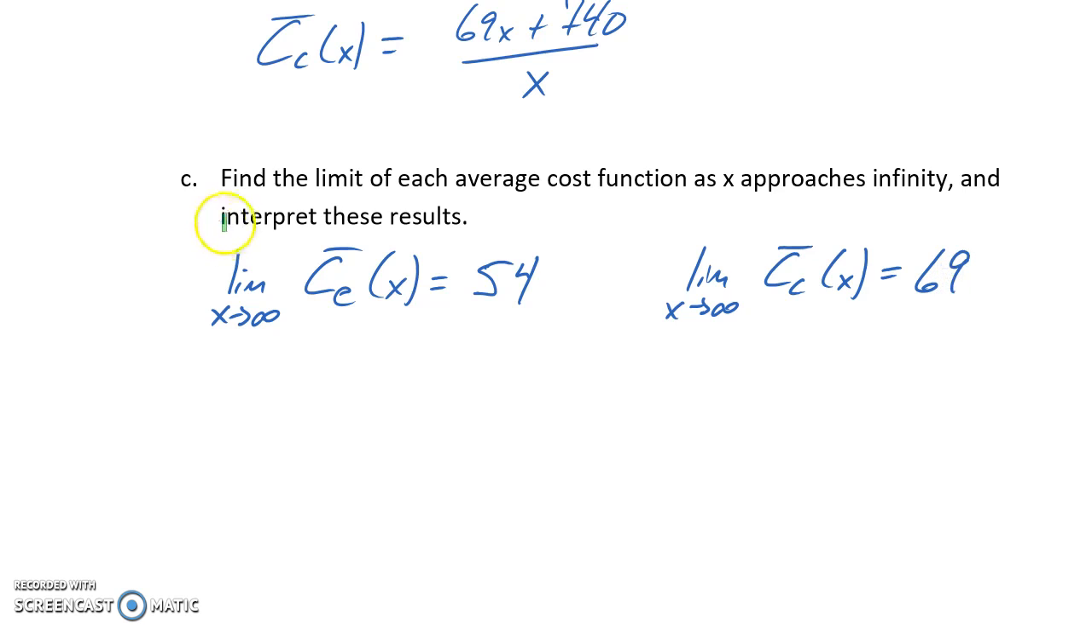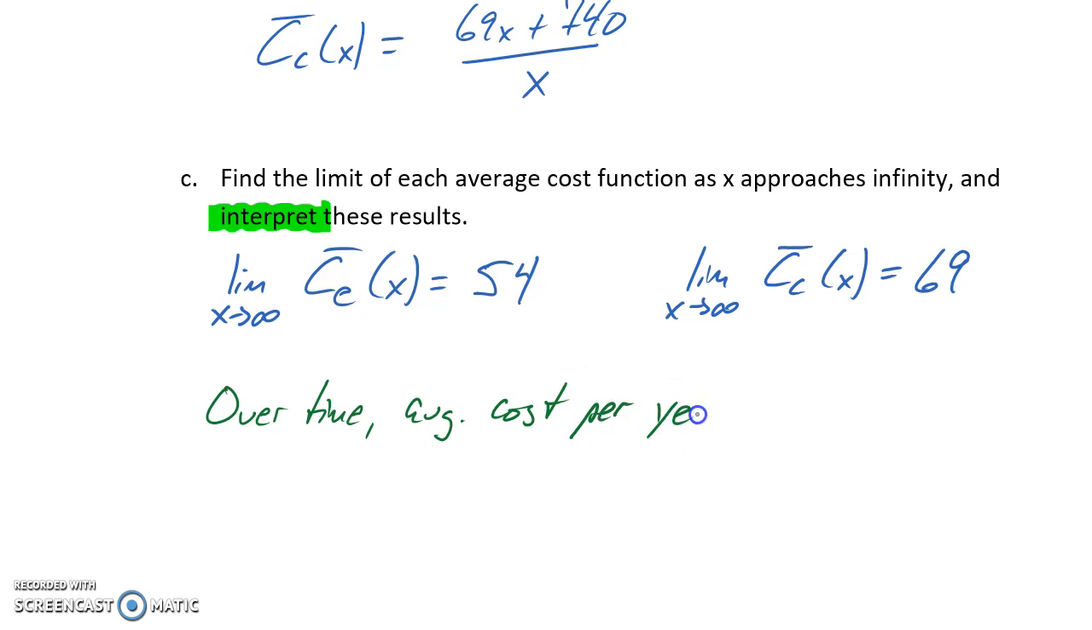And then, again, since we're talking about applications, we want to talk about interpreting that result. So we can compare these two average cost functions over time, which would tell us that over time, the average cost per year will be less for the energy efficient model.